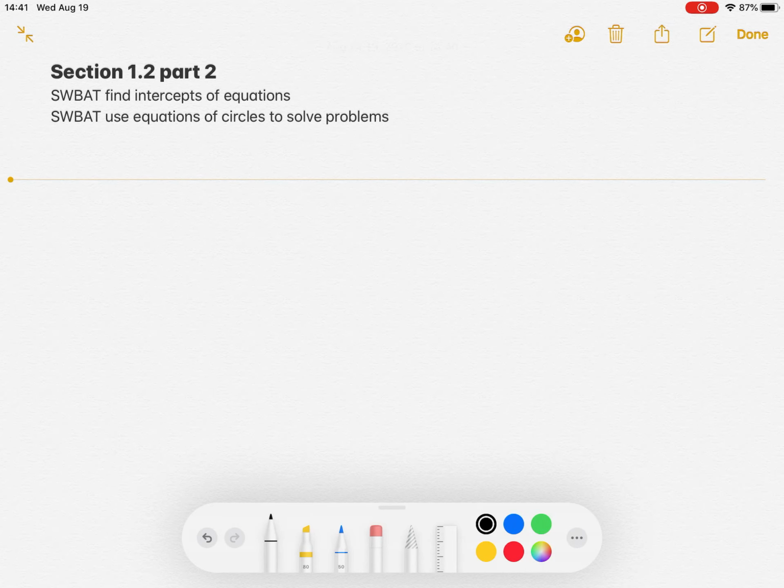All right, so today what we're going to talk about is, first of all, we'll finish up section 1.2. In this, my goal is for you all to be able to find the intercepts of equations and also to use equations of circles to solve problems. So two key concepts: one is intercepts, the other one is circles.